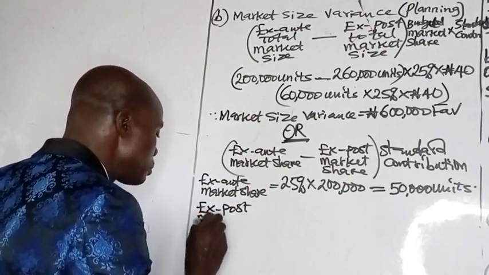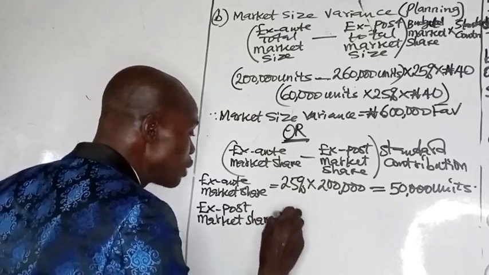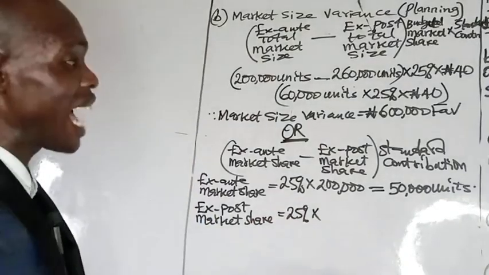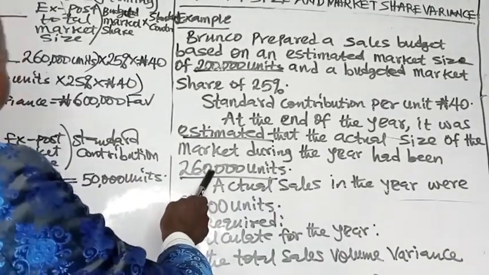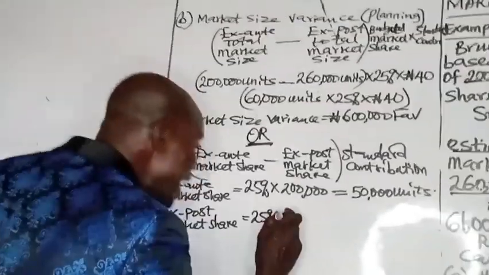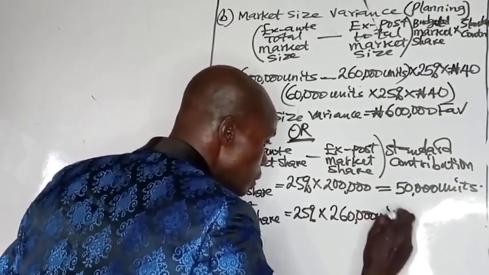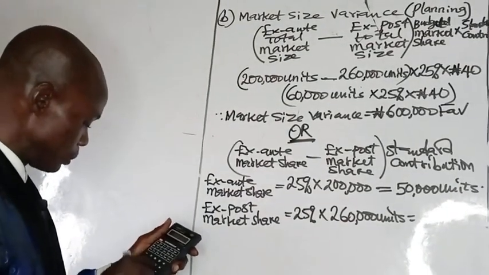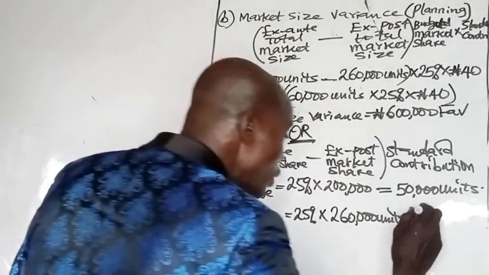So ex-post market share will be 25% of the latter target. So the ex-post market size is 260,000 units. So we have 25% of 260,000 units, which gives us 65,000 units.